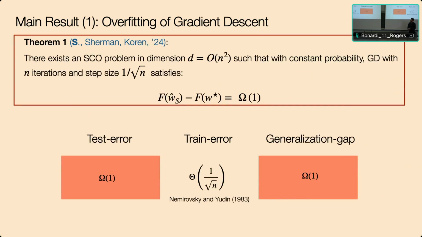Our results are as follows. The first one is a result for gradient descent, where we construct an SCO problem in dimension d equals n squared, such that with constant probability, although gradient descent minimizes the train error, the test error and generalization gap of gradient descent are constant. I mean, gradient descent does not converge at all with respect to the test error.